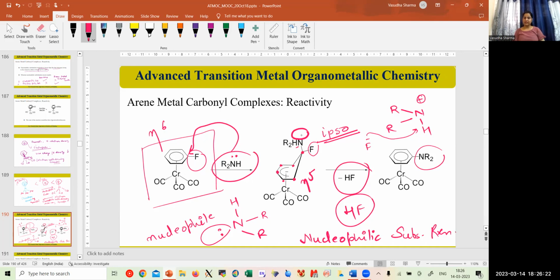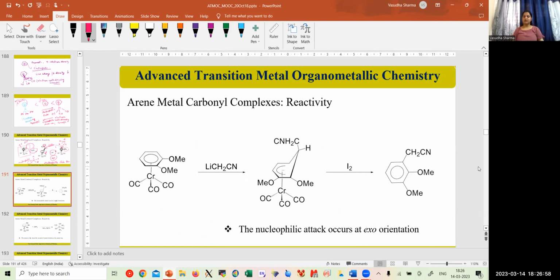Because F also comes as F negative, and NR2 is also coming as NR2 negative, one nucleophile is getting substituted with another nucleophile, depending upon the condition. And the reaction happens as it goes from eta 6 to eta 5, involving a cyclic five-membered ring, and then it goes back to its eta 6. It is just one nucleophile being changed to another nucleophile.